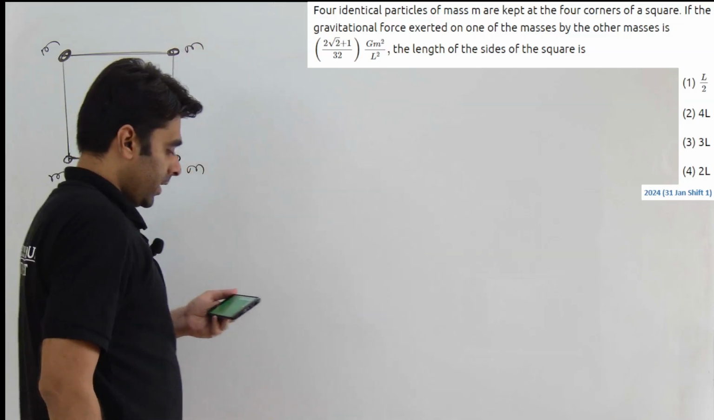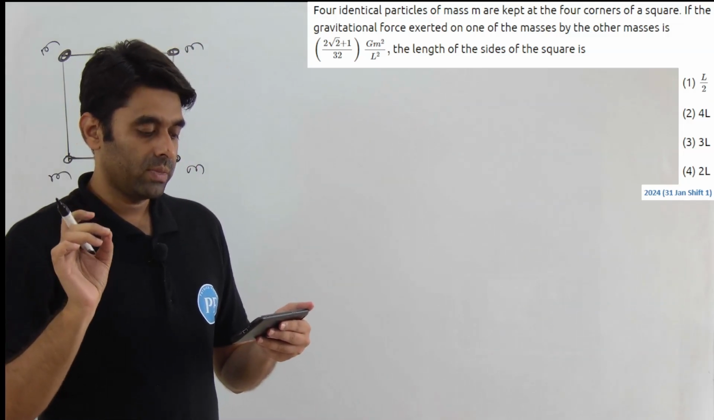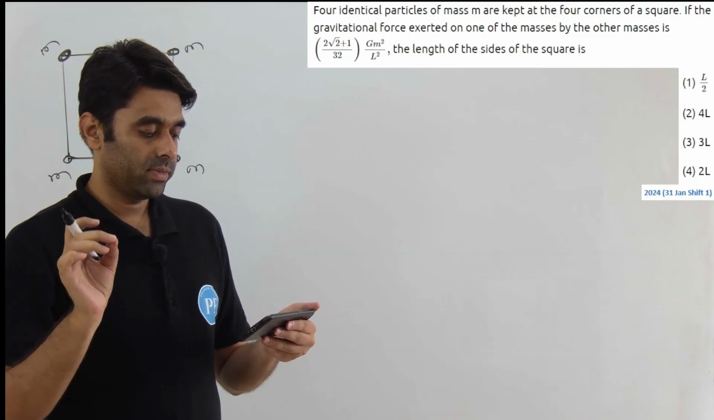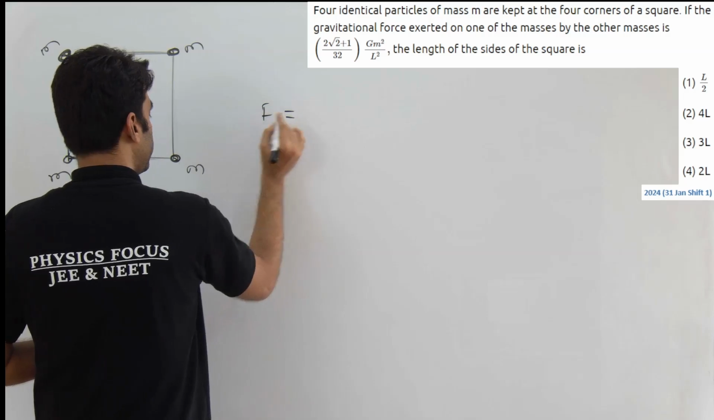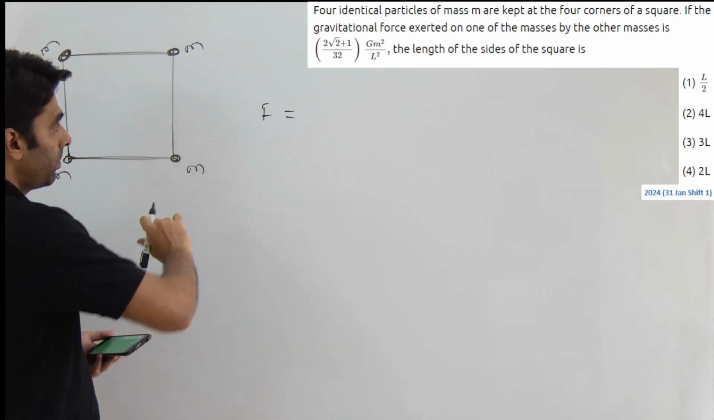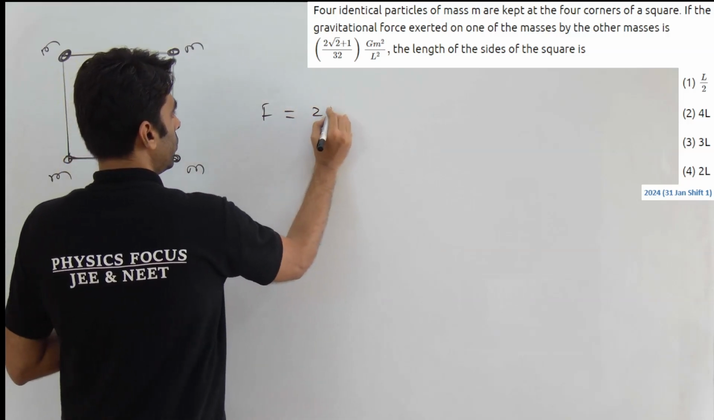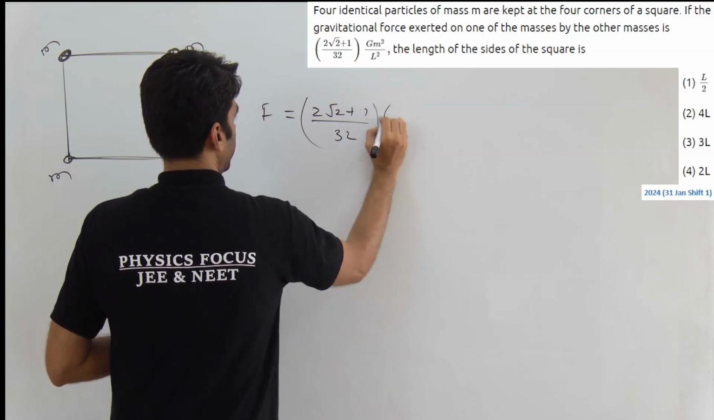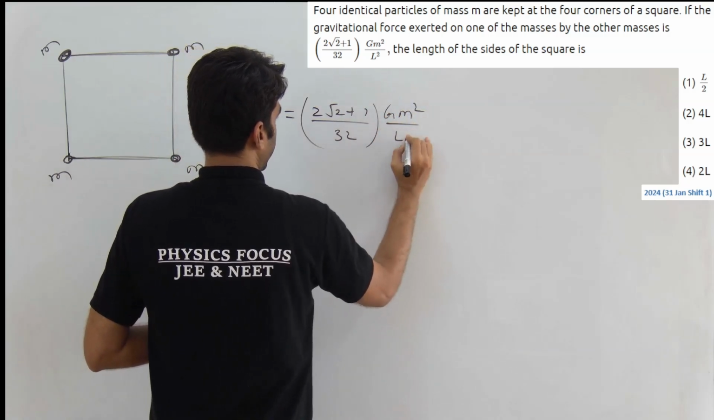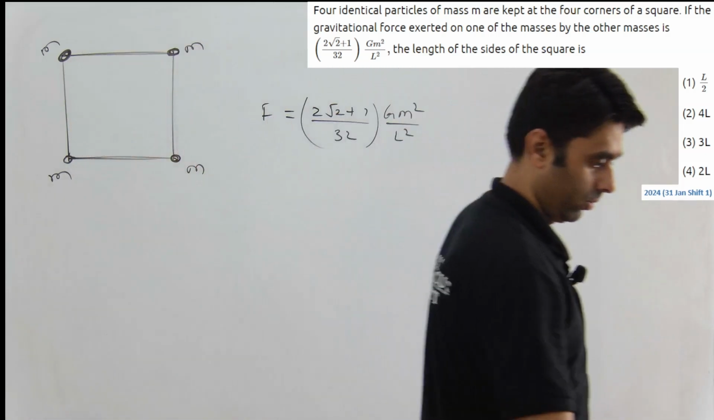If the gravitational force exerted on one of the masses by the other masses is (2 root 2 plus 1) by 32 into G m square by L square, so on any one of them, the gravitational force applied by the remaining 3 is (2 root 2 plus 1) by 32 into G m square by L square, what is the length of the sides of the square? Now see over here how to deal with it.